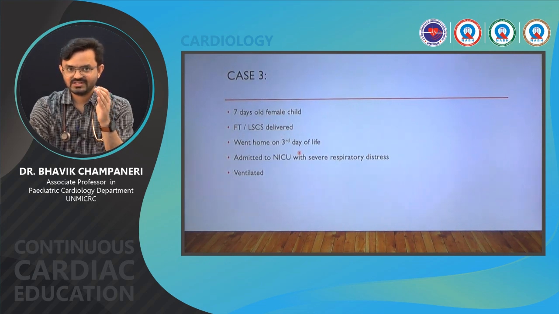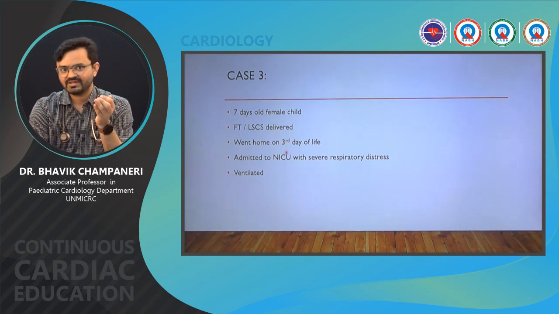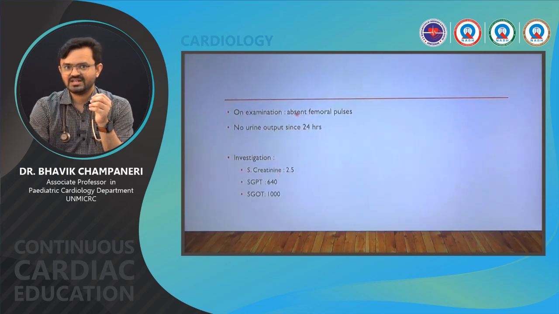This is very important. It's important to diagnose the congenital critical diseases in a timely manner, and this case shows how important it is. So it's a 7-day-old female child. Child was stable, so patient was sent home on 3rd day of life, but on 4th or 5th day, patient was admitted in ICU with severe respiratory distress and was ventilated. On examination, the child does not have femoral pulses, there is no urine output.